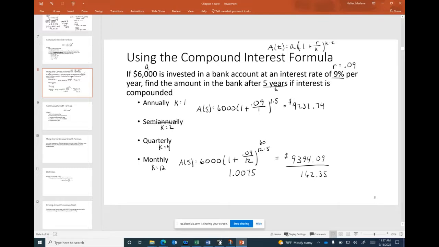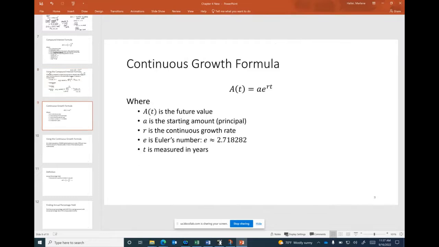All right. There is another formula for continuous growth. A lot of textbooks present this as a financial application, but it does not exist in the financial world. So I wouldn't call this a financial application, but there is a continuous growth formula that we use extensively in the science world, most often in the biological sciences. And this formula looks like this.